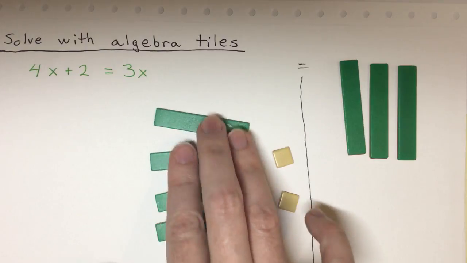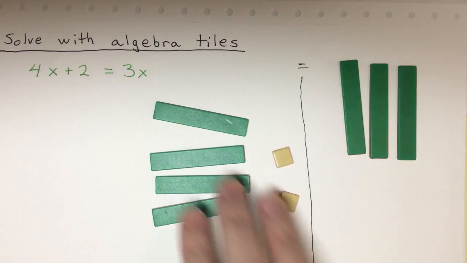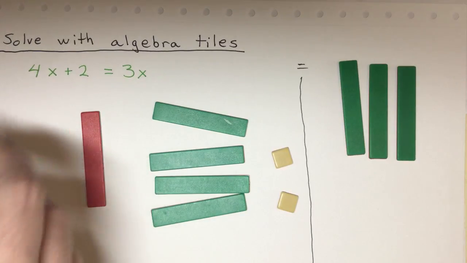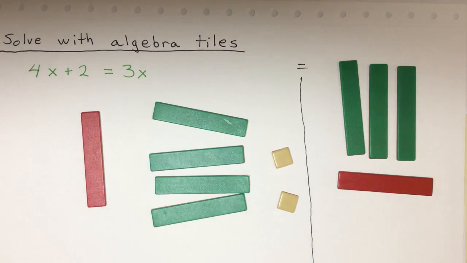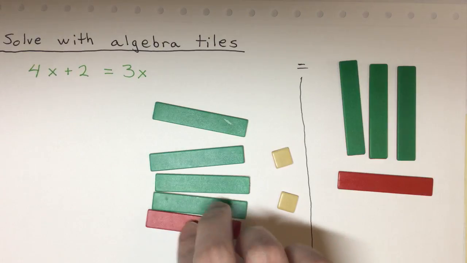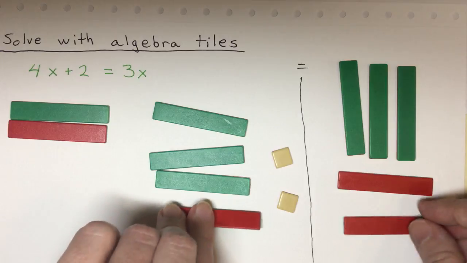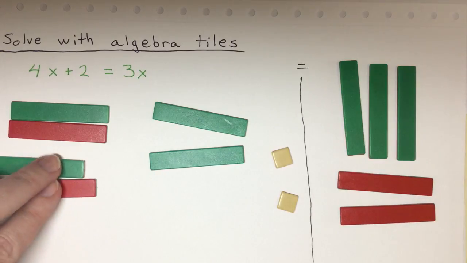So I need to get rid of these 4x's. I can't just take away. I'm going to need to use that technique of adding the opposite. So a positive and a negative will cancel each other out. Again, have to do the same on both sides.